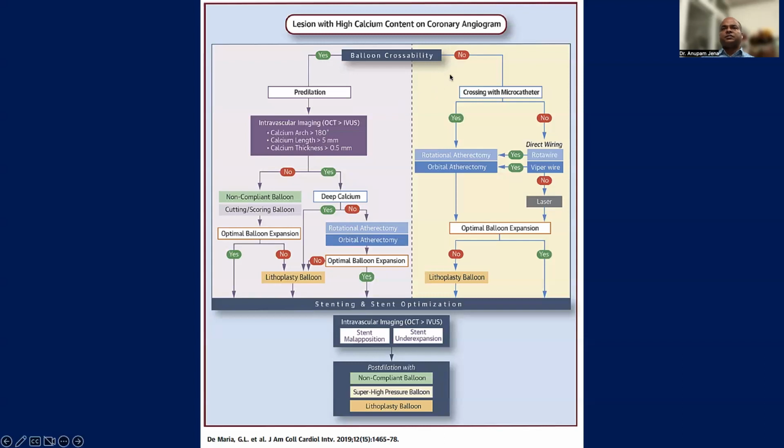And if it is not crossable by balloon but crossable by microcatheter, then you go ahead with a microcatheter and do rotational atherectomy. If we are able to achieve adequate balloon expansion, then we can go ahead with stenting. If not, then we'll go with lithotripsy. I have another case where the lesion was uncrossable, so rotatripsy, which I'll show at some point. And if it is still not crossable by microcatheter, then we can go with a laser. Laser will create enough lumen to pass the balloon, the rota, or the lithotripsy.